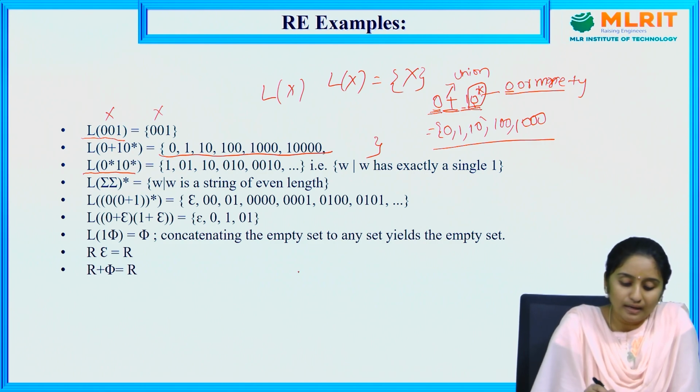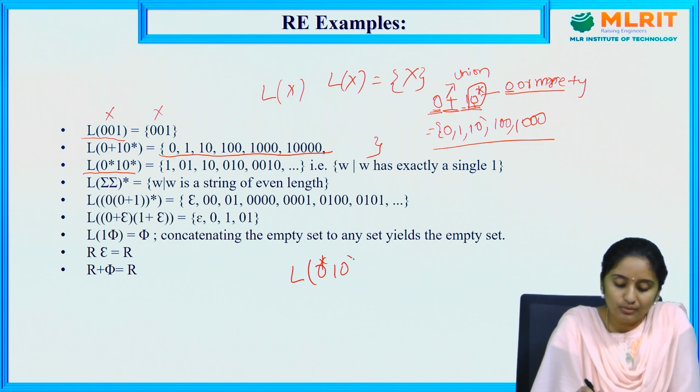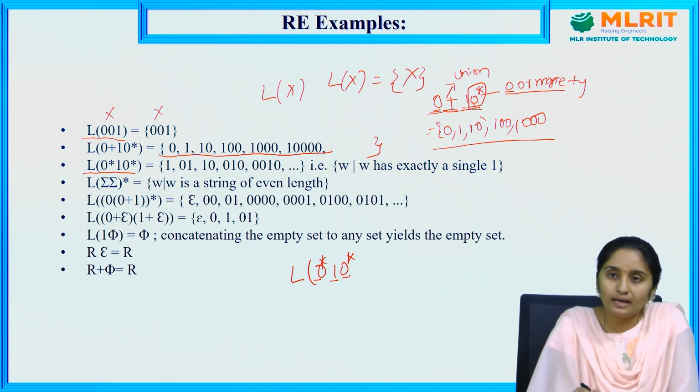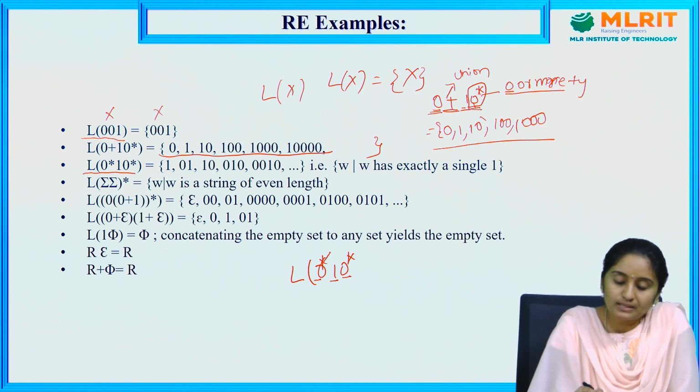So how can we write it? See here, L of 0 star 1 0 star. Here the 1 should be read only one time. Here I can have 0 star, and here I have 0 star. So 0 star is nothing but 0 or more times. How can I write it?